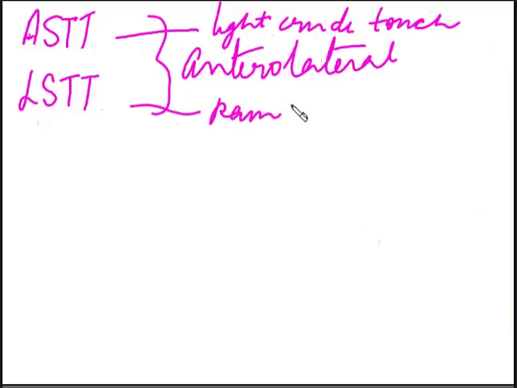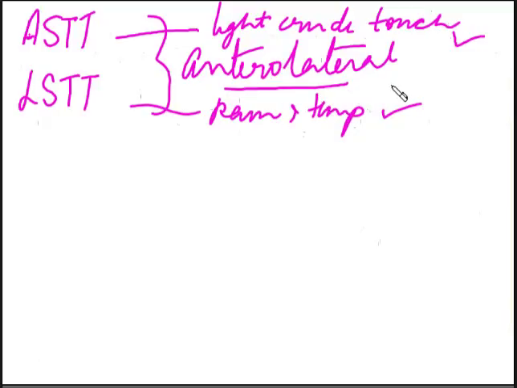And other people believe that these tracts are really joined together and they don't exist separately. So that's why they call it the anterolateral system. And this anterolateral system is responsible for touch, pain, and temperature. So either way, these are the sensations which are carried: crude touch, pain, and temperature.